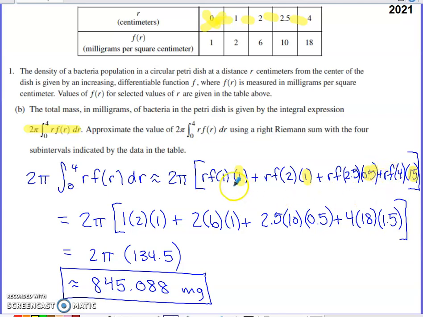Well, we're going to use the r values that coincide with the input for the Riemann sum here, the 1, the 2, the 2.5, and the 4. And you see that carried out across this next line, right? So I took the function values from the table in the middle of each of these three-part multiplications that you see. And then I have the R value taken from the value that corresponded to the function value that I was using. Calculator's in place, you can break that thing out and evaluate, and you get 845.088 milligrams for the volume, or mass, I guess I should say, mass of the bacteria.